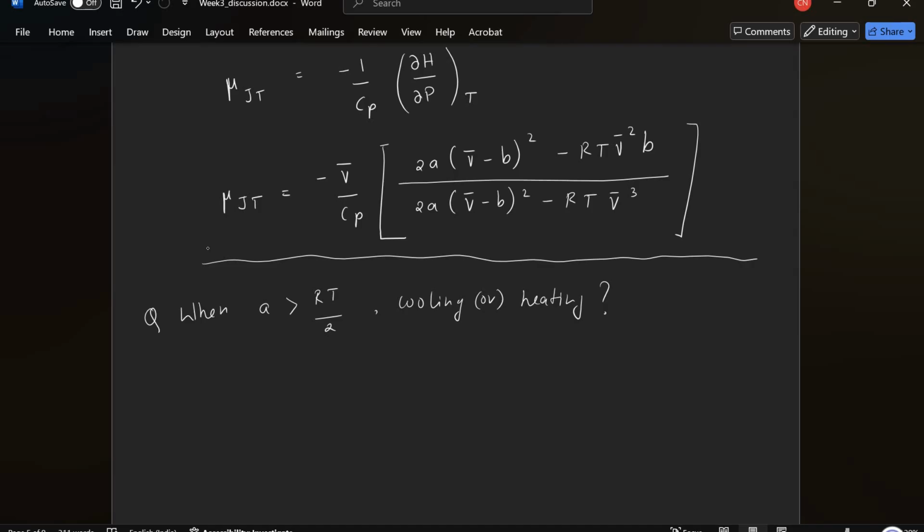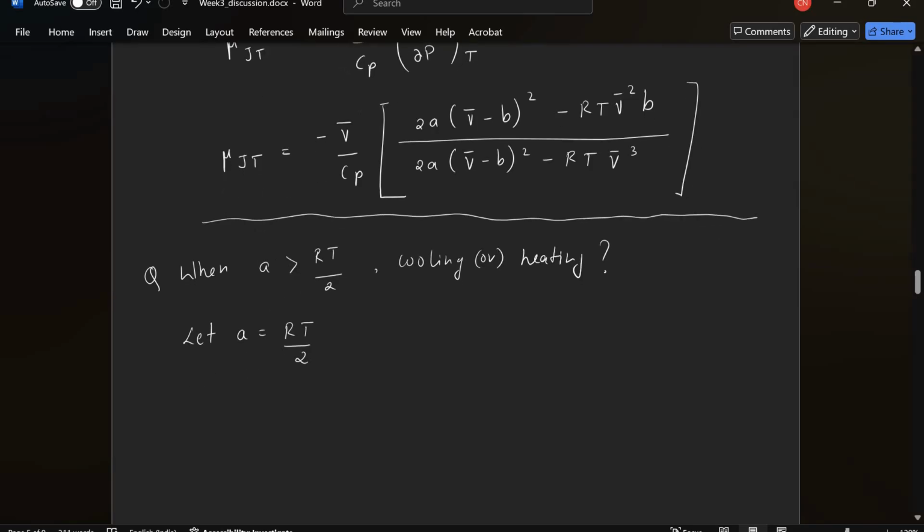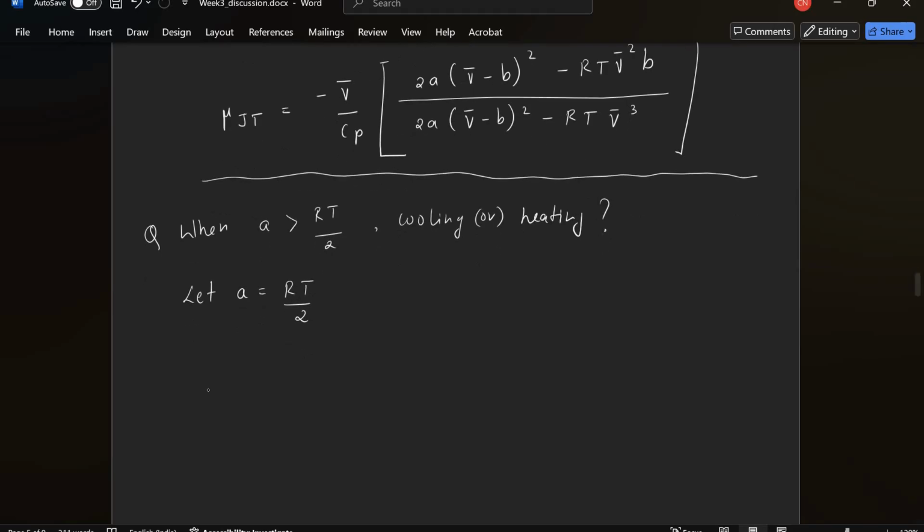So what I'll do is let A be equal to RT by 2. That's what I'll do now, and I'll try to simplify this mu JT. So mu JT is going to be equal to minus V bar by Cp. Since this is RT by 2, you can see here RT by 2.